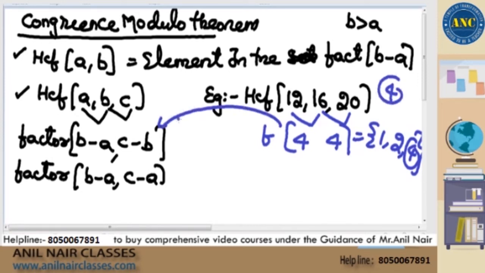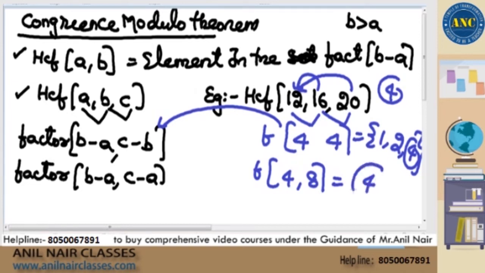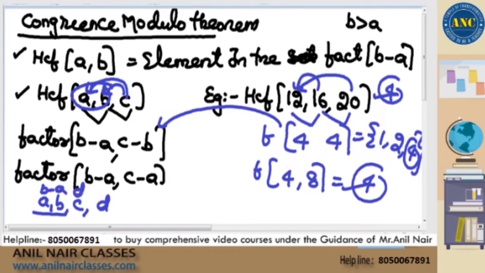You can take any two numbers, but one value should be common. If I take 16 minus 12, it is 4. 20 minus 12 is 8. What is the common factor in 4, 8? 4. Still the answer will be the same. Always remember this, for Gautam and Ritesh. You can take B minus A, C minus A. You can take B minus A, C minus B. For A, B, C, D, you can take B minus A, D minus C, or you can do C minus A, D minus B. Everywhere the answer will be the same.